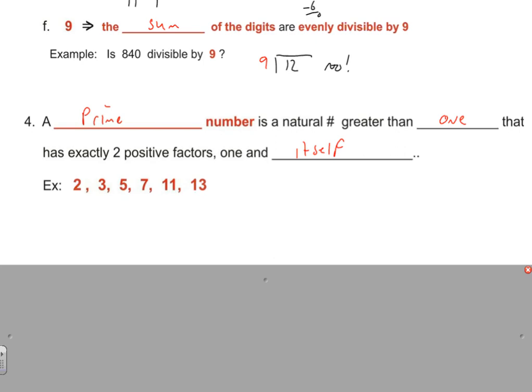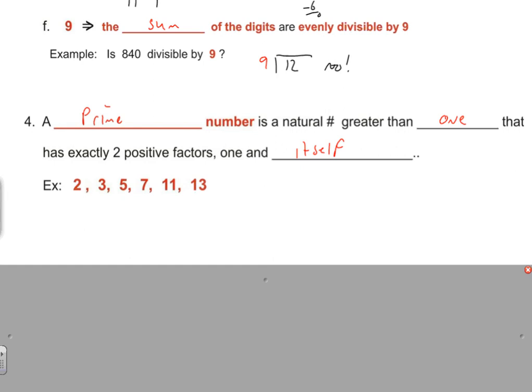So I've listed the first bunch here. The number 2 has no factors except for 1 and itself. The next prime number is 3. 3 has no factors except for 1 and 3. 5 is the next one. Oh, I skipped 4, didn't I? Why did I skip 4? Because 4 is 2 times 2. See how you have factors? I skipped 6, right? Why did I skip 6? Because 6 is 2 times 3.